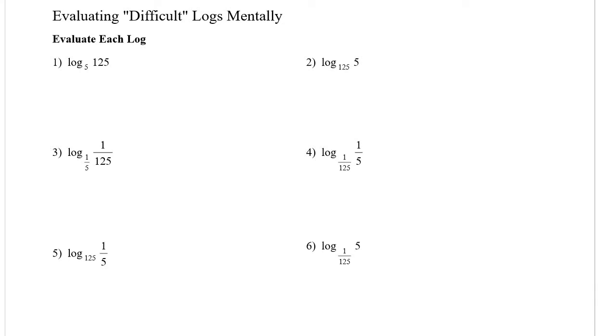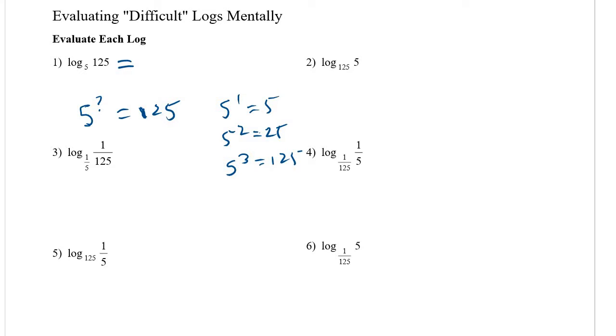Okay, so if I give you log base 5 of 125, number 1 on this example, well, I'm looking for some number I'm going to use as the exponent of 5 that will give me 125. Well, I know that 5 to the power of 1 is 5, 5 to the power of 2 is 25, and 5 to the power of 3 is 125. So the answer is 3, which is the power to which I must raise 5 to get 125. That's not too hard to understand.